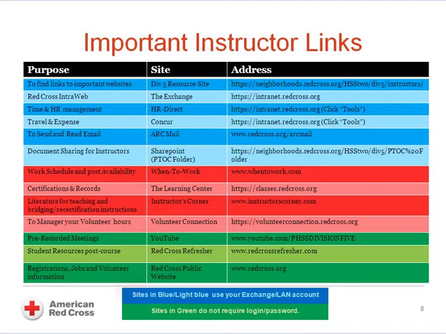You see that this table is color-coded. That's because things that are in blue require your exchange/LAN account, which is your first name dot last name at redcross.org. The stuff that's in green doesn't require any passwords or usernames to enter. And the stuff that is in red means that you'll have selected the username and password for that yourself. So it could be something completely different than your LAN account. So I wanted to make sure to color code that so that it'll help you distinguish how to log in to each of these sites.